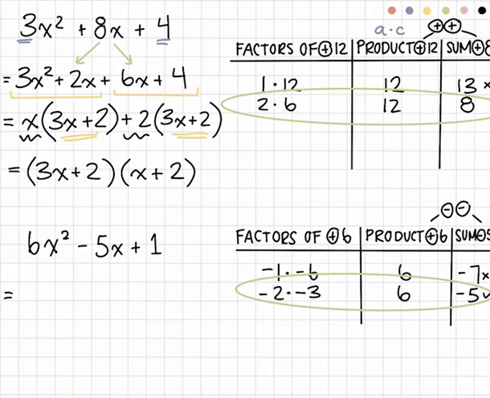All right, let's bring down my first term here. And now I'm going to split apart my middle term, my negative 5x. It's going to be, my first factor was negative 2, and then x, and then my second factor was negative 3, and then x, and I've got plus 1.